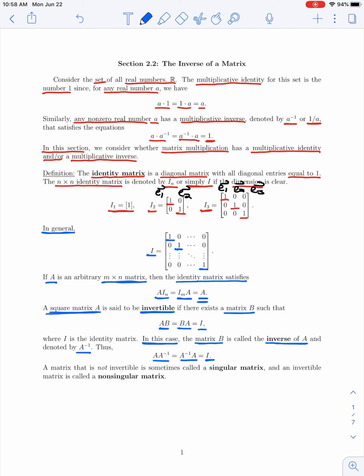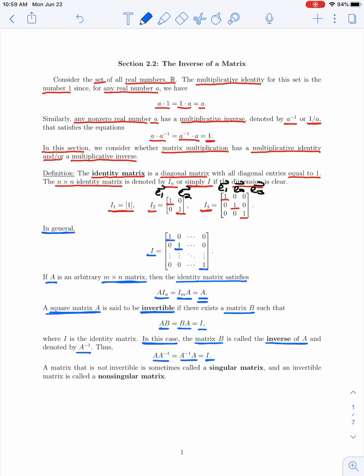Turns out that not every matrix will be invertible, just like not every real number is invertible. For instance, 0 is not invertible in the real number system. There's no number that I can multiply by 0 that would give me 1, the multiplicative identity. So we'll see in this course that not all matrices are invertible. There are some matrices where no matter what you multiply by, you cannot get back to the identity matrix.